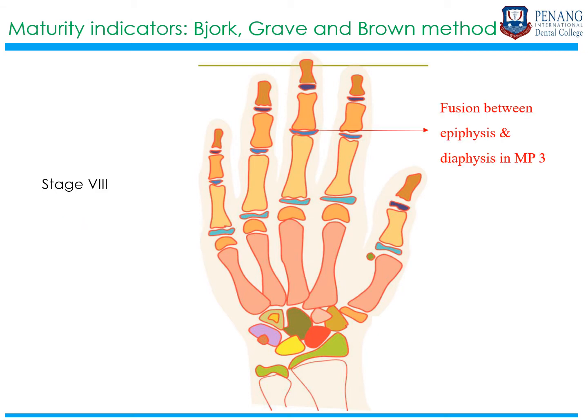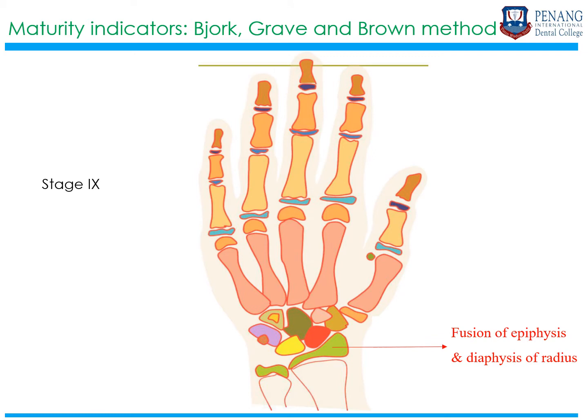Stage 8 will show the fusion between epiphysis and diaphysis in the medial phalanx of the third finger. Stage 9, here you see the fusion of epiphysis and diaphysis of radius, and this is the last stage. So there are basically 9 stages described by Bjork, Grave, Brown.